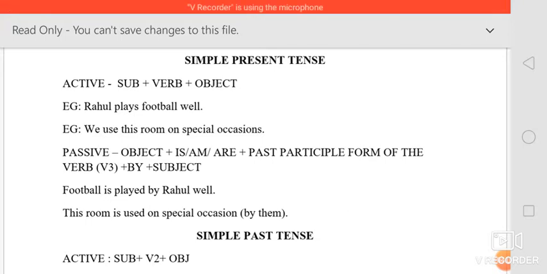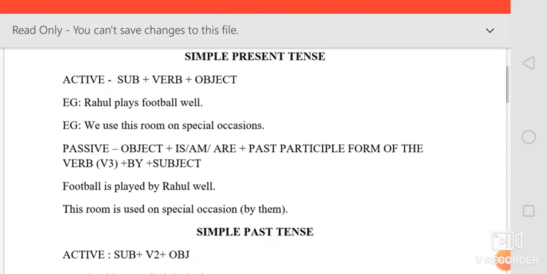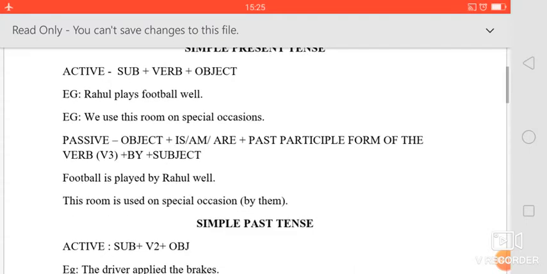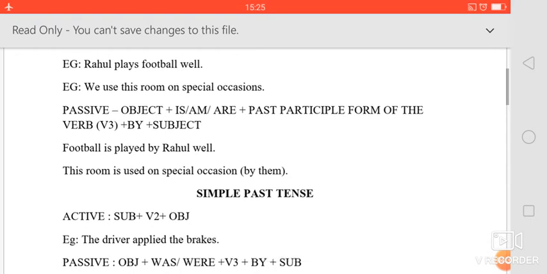First we have to write the football, that is the object. Then since football is singular, we have to choose is, am, are. Which will come? Yes, you are sure that since it is singular, is only selected. Then V3 of play is played. Then by you have to write, and the subject has to be brought towards the last, that is by Rahul, and the rest part of the sentence you can write. Okay, so what will be the answer? Football is played by Rahul.